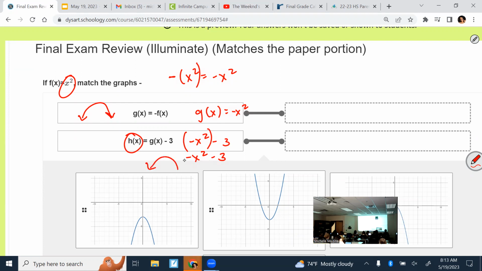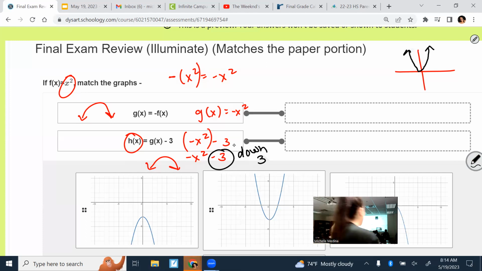Down. And this one, I don't know if you guys remember parent graph at all, but the parent graph, x squared, like the most basic quadratic, always has the vertex at the origin. So this one, g of x should be at the origin, just flipped. And then the other one, what does minusing 3 do to the graph? It goes in what direction? Up, down, left, or right? Not left. Down 3.